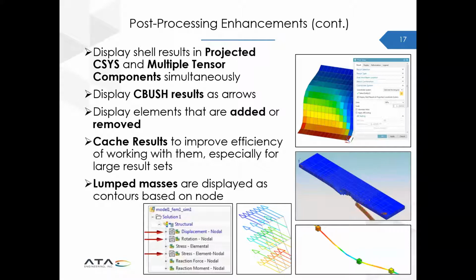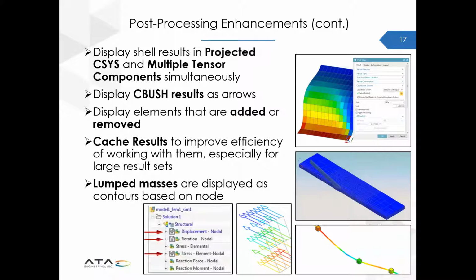Continuing on with some other post-processing enhancements, we can now display shell results in projected coordinate systems, which is great. And then in addition to that, we can now display multiple tensor components simultaneously. So this is great, for example, if you want to look at maximum and minimum principal stresses at the same time. In addition to that, Phoebus results can now be displayed as arrows. And so since we can display multiple tensor components simultaneously, that means that if we display our Phoebus results as arrows, we can actually have all three force components displayed at the same time, which is really cool. We'll take a look at that in a minute.